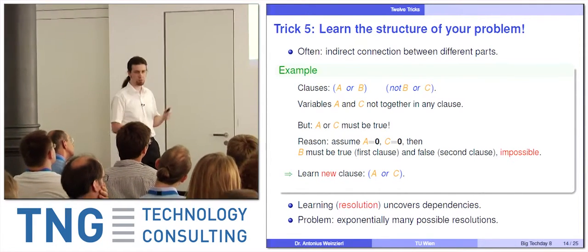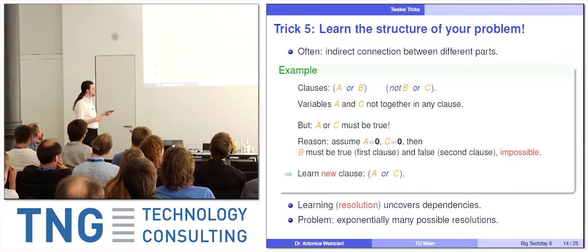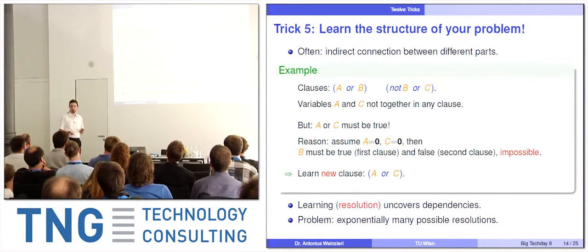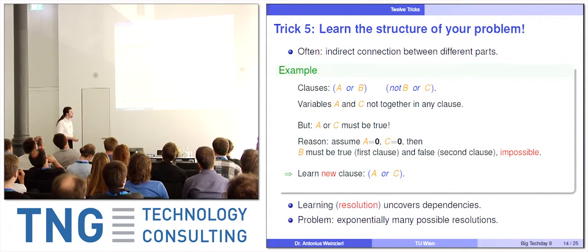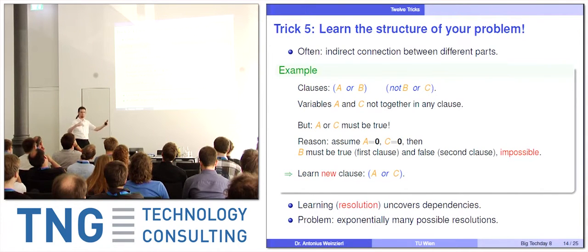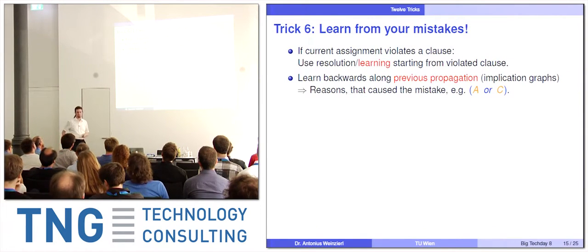This procedure here is actually called resolution. It has one problem. There are exponentially many possible resolutions. So if you start with your problem and your clauses, and you directly start resolving things, then you get exponentially many resolvents. You get exponentially many new clauses, and in the end, you have just run out of memory, and it didn't help you anything. But the next trick, where this is beautifully working, is: learn from your mistakes.